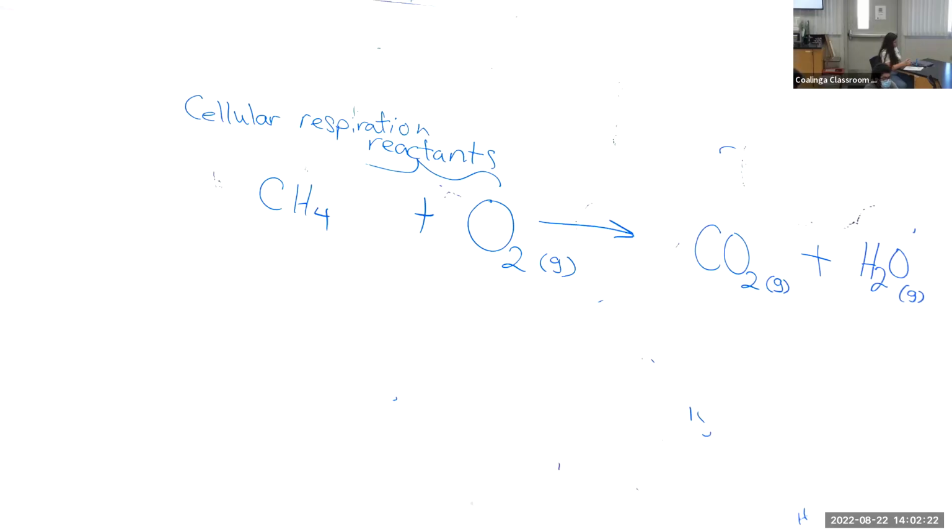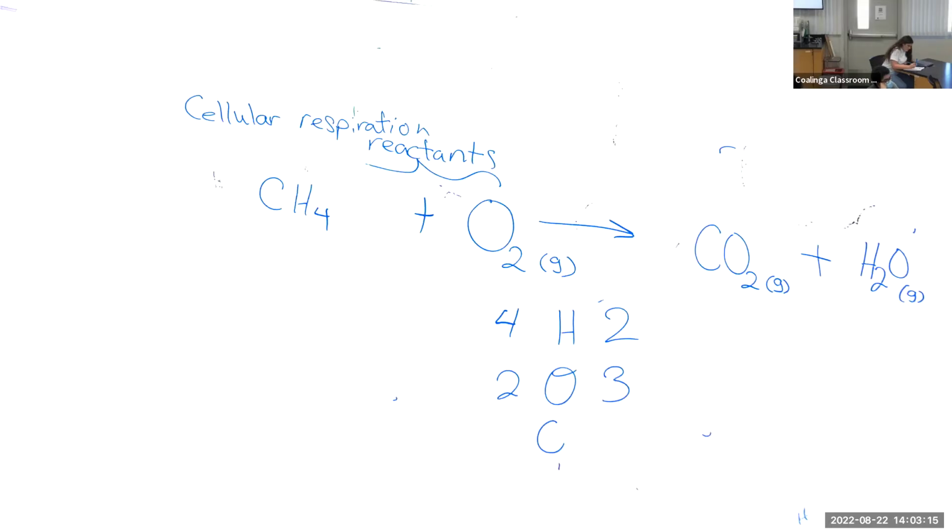Okay, so first thing that we always want to do is figure out how much we have on our reactant side and on our product side of each of the different elements. Okay, so what are the atoms that we're working with? How many hydrogens do I have on my reactant side? 4. How many hydrogens do I have on my product side? How many oxygens do I have on my reactant side? And how many oxygens do I have on my product side? 3.